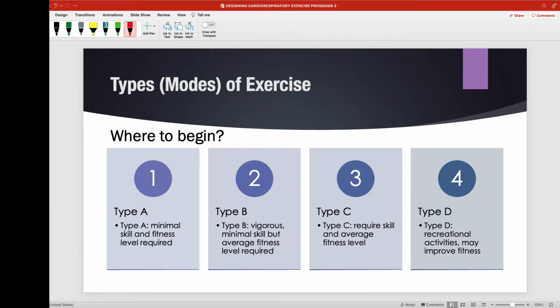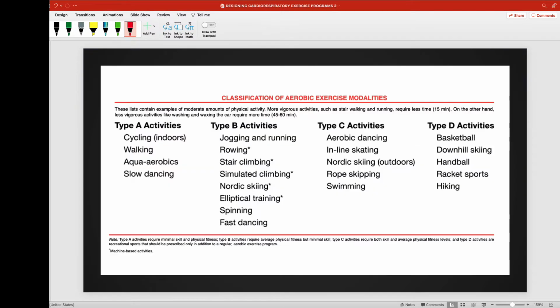All right. That's clean. And here are some things that you can look at to figure out where these type activities are and what they're going to do, and what we would prescribe. And again, these are just examples. So you can see type A: cycling, walking, slow dancing. Type B: jogging and running. Obviously, jogging is much different than walking, and jogging and running are different. Rowing is different than slow dancing, right? Stair climbing, these are a bit more intense. And then these are way different than these over here. Okay, so just think about those things.